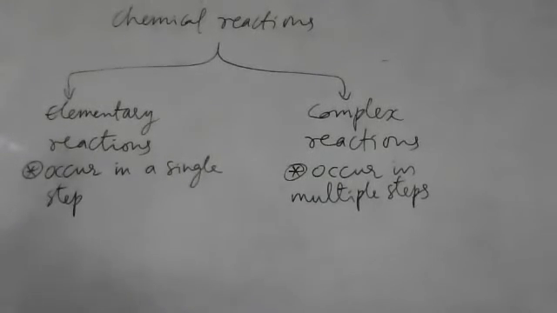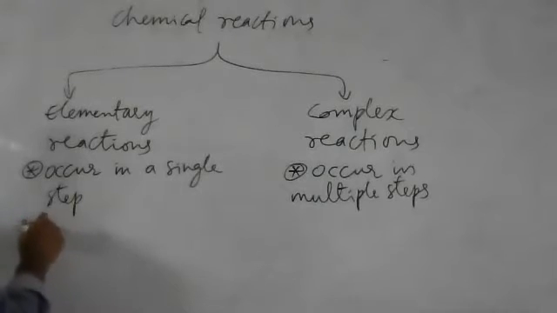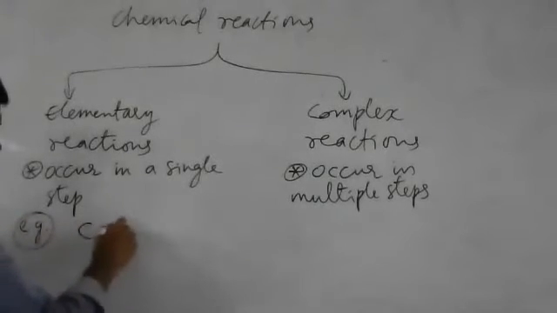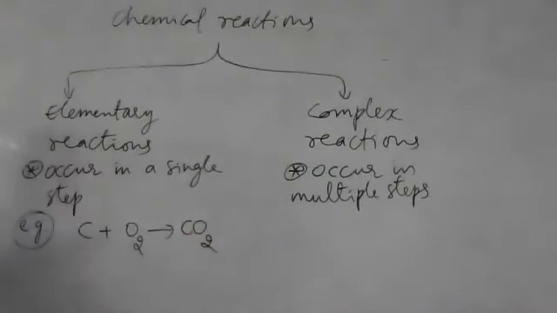Now in single step reactions, what example will we take? C plus O2 gives rise to CO2. C plus O2 gives rise to CO2 is a single step reaction. The example I am taking here. In a single step, the reaction completes. Is that clear?